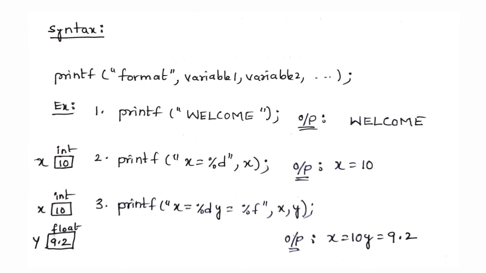Now come to the printf statement. X is equal to %d I have written here because x is an integer, and y is equal to %f because y is a float type of data. Now come to the variable list. I have written x first and y is the second variable. Now the compiler executes this statement. When it reaches %d, it takes the value from x and goes to %f. It reads the value from y.